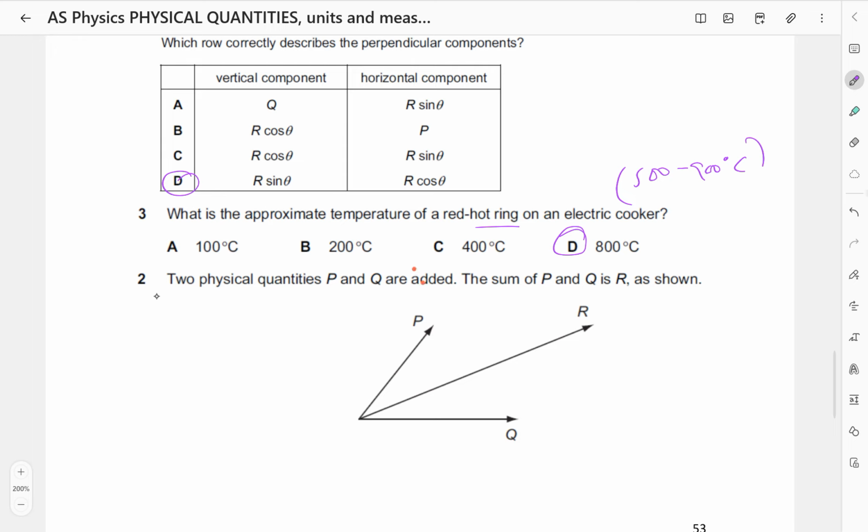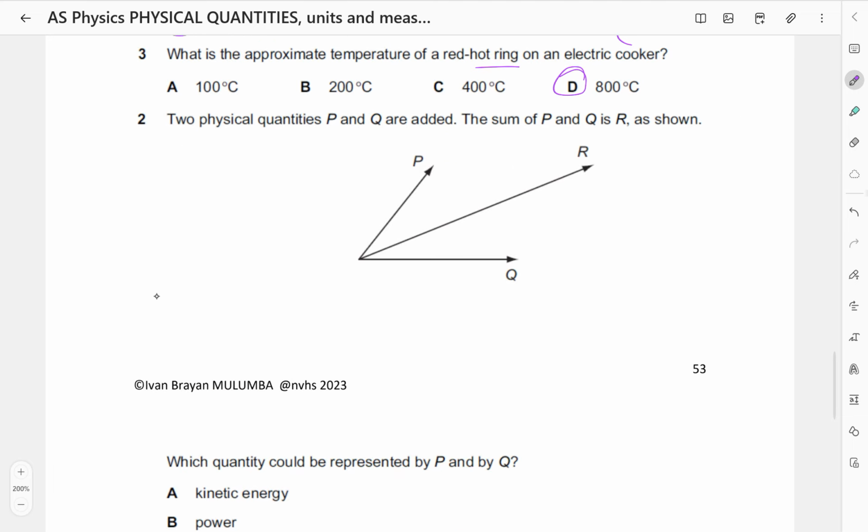But if you study A level, you can prove this using Wien's displacement law. Red hot. Red is a wavelength of 700 nanometers. You could find the corresponding temperature and see if 100, 200, and 400 could be close. But you notice that the one which is closest could be 800 degrees Celsius.